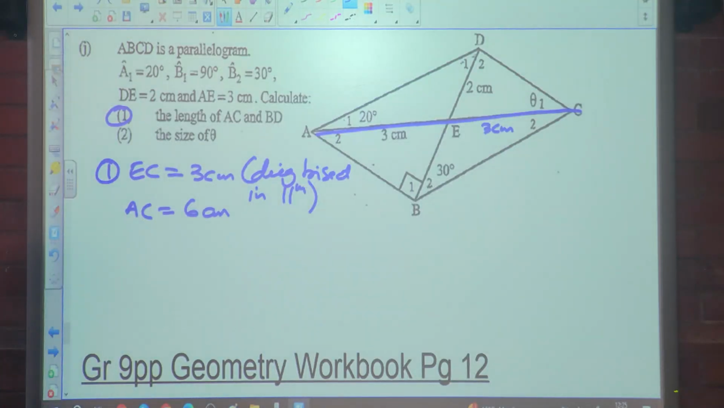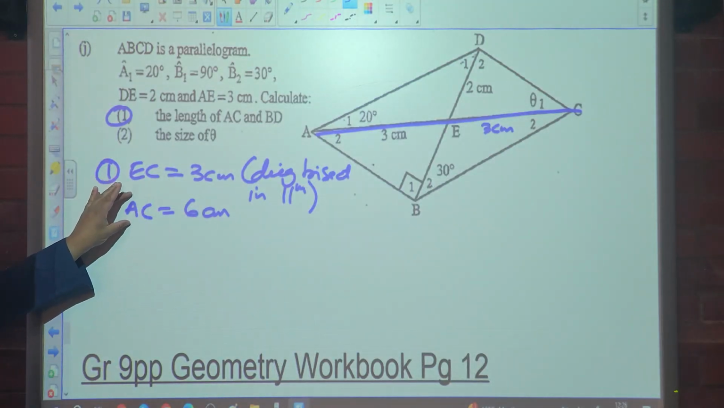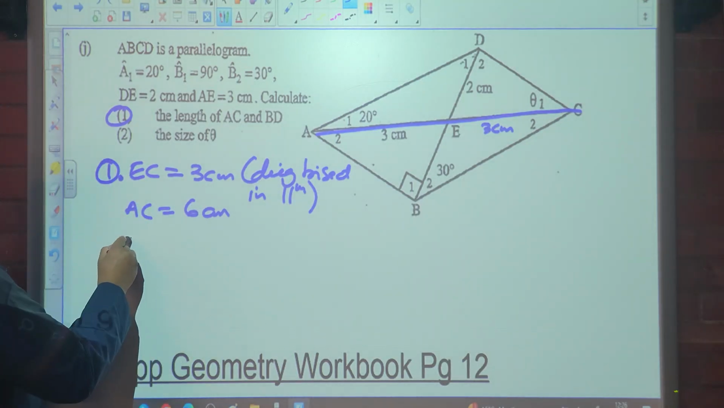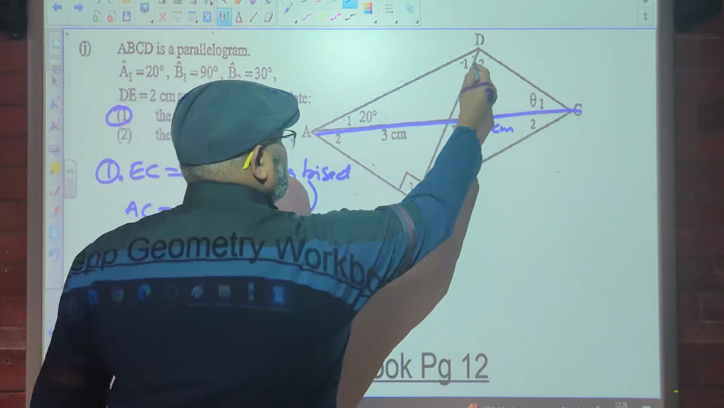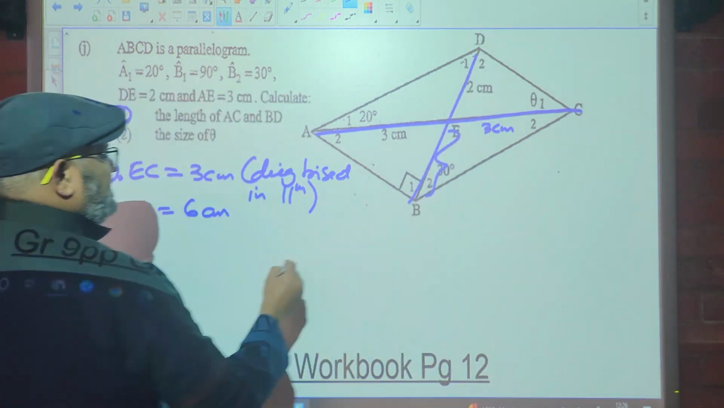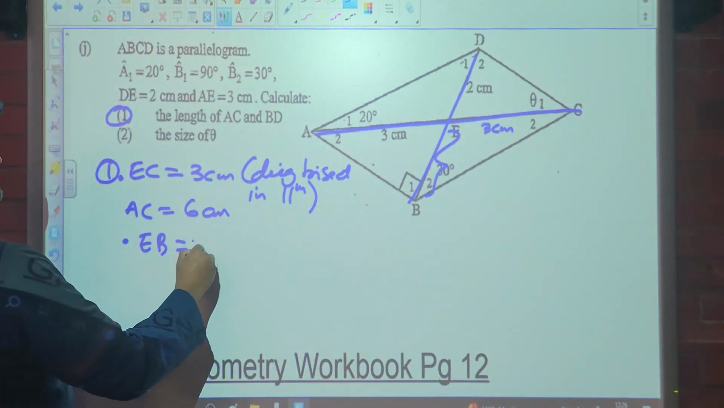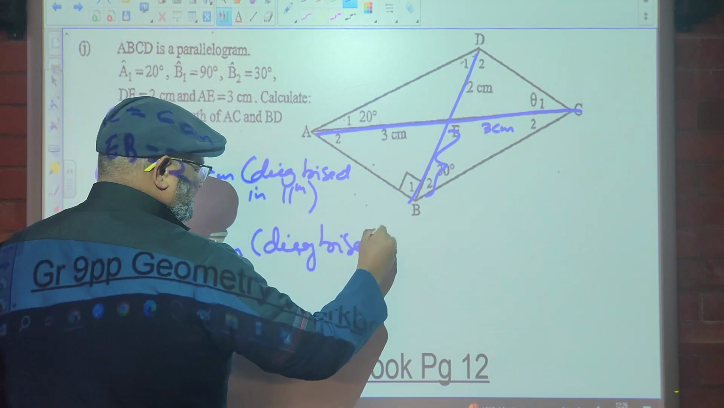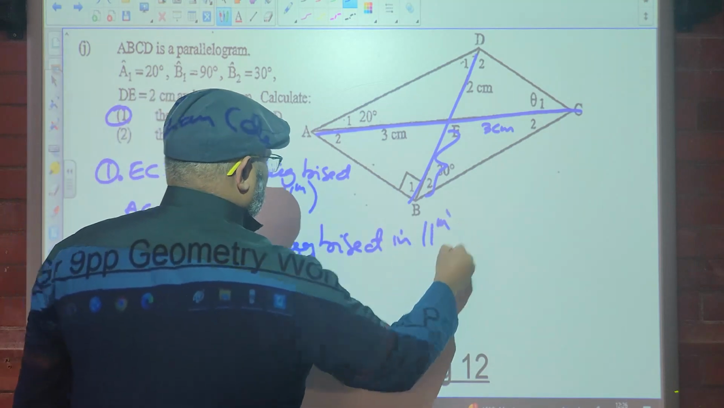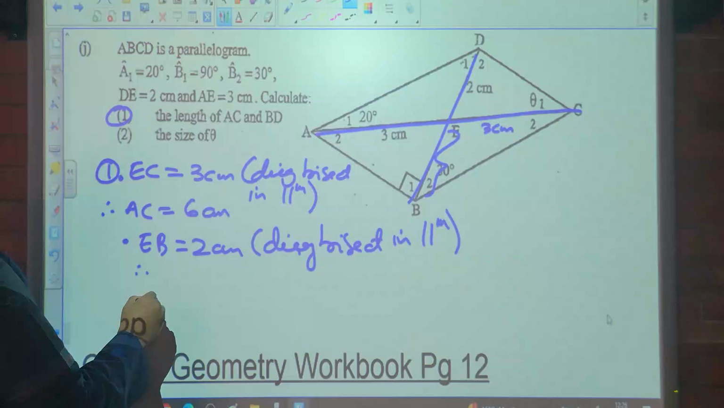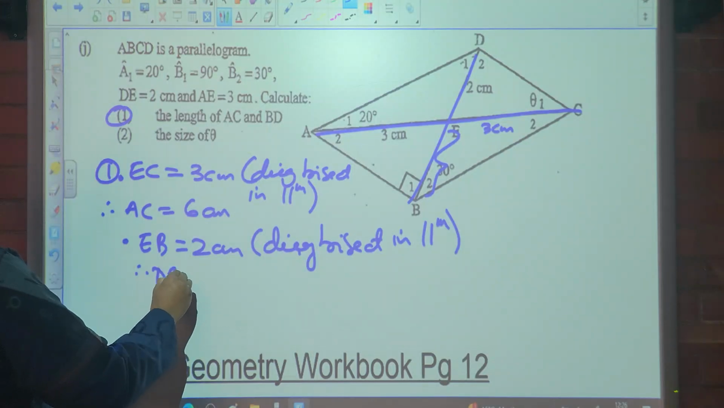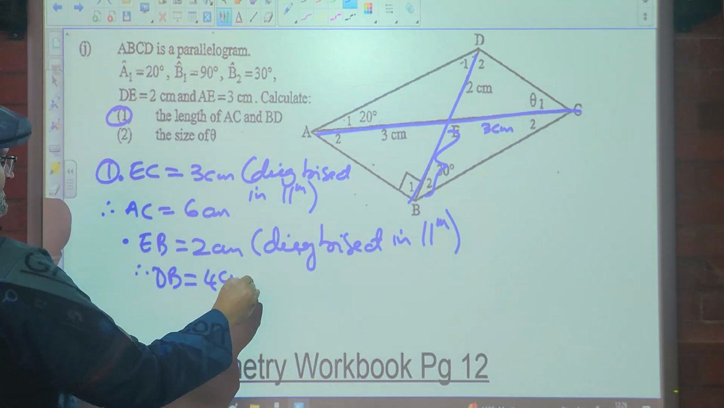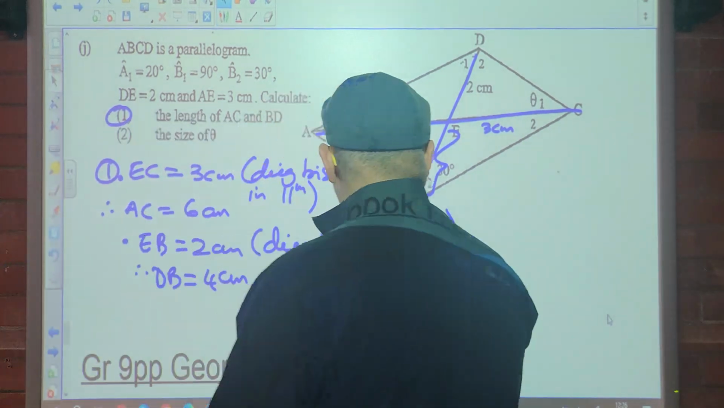Do we need a reason there? Have we used Euclidean geometry here to do this? Or have you used the rules of geometry to say that? No, we just add it. So no reason required. Okay, so that's the first one. The second one, they want you to calculate BD, which is this length here. However, we know that EB is equal to 2 centimeters. Why? Diagonals bisect in a parallelogram. So therefore, DB is 4 centimeters. Okay. Any confusion there?